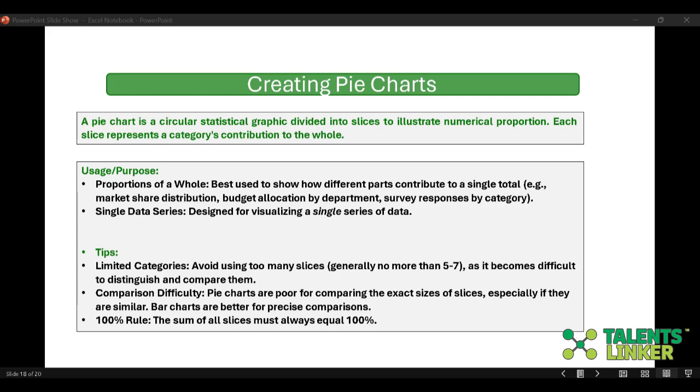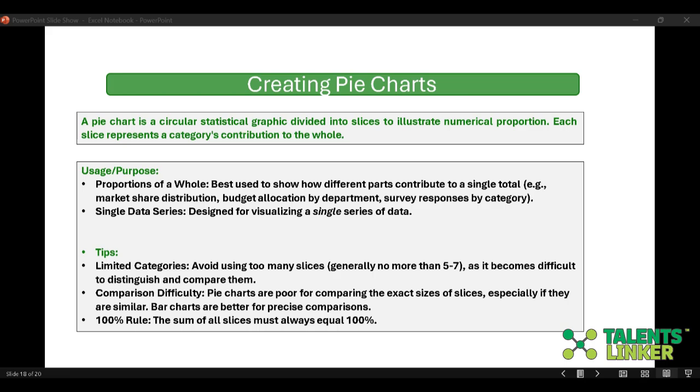Tips: limited categories. Avoid using too many slices, generally no more than five. So if you're going to be using a pie chart, you don't use too many slices. You don't use more than five or seven, because it will be very difficult to read and to distinguish and compare them.